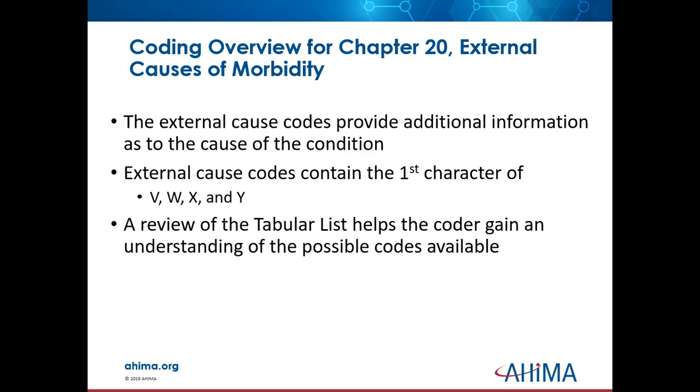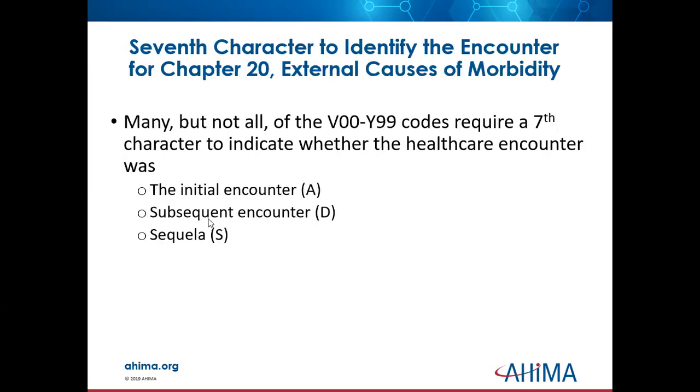We talked about the letters that these codes begin with. Many, but not all, of these codes require a seventh character. And there are old friends: A, initial encounter; D, subsequent encounter; S, sequela. For these external cause codes, it's A, D, or S as indicated. Let's take a look at an example of one in your text.